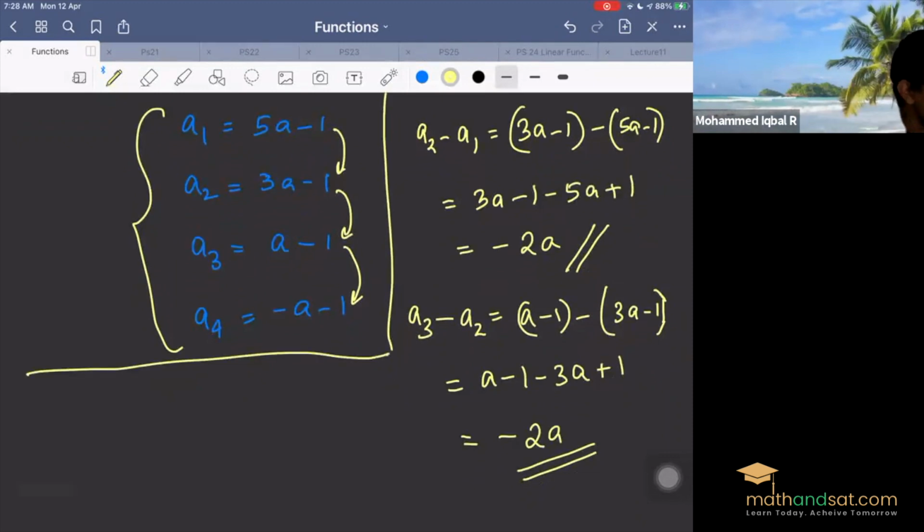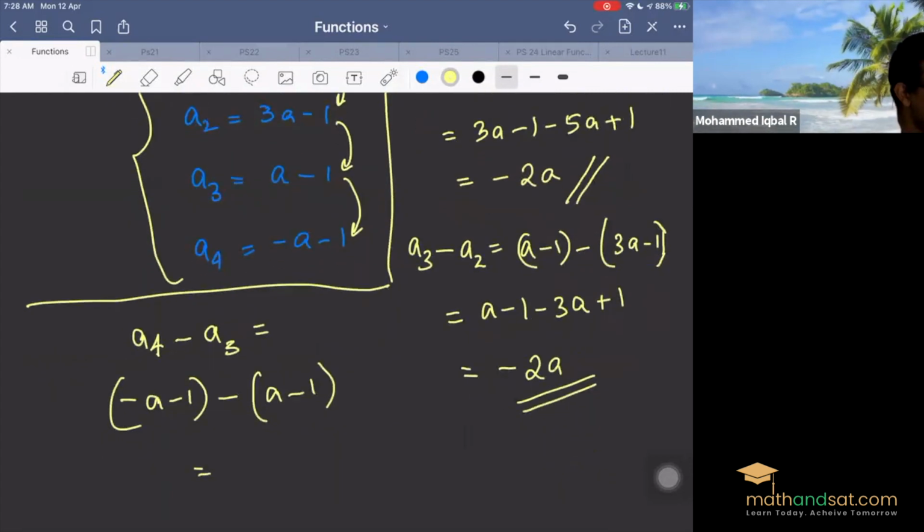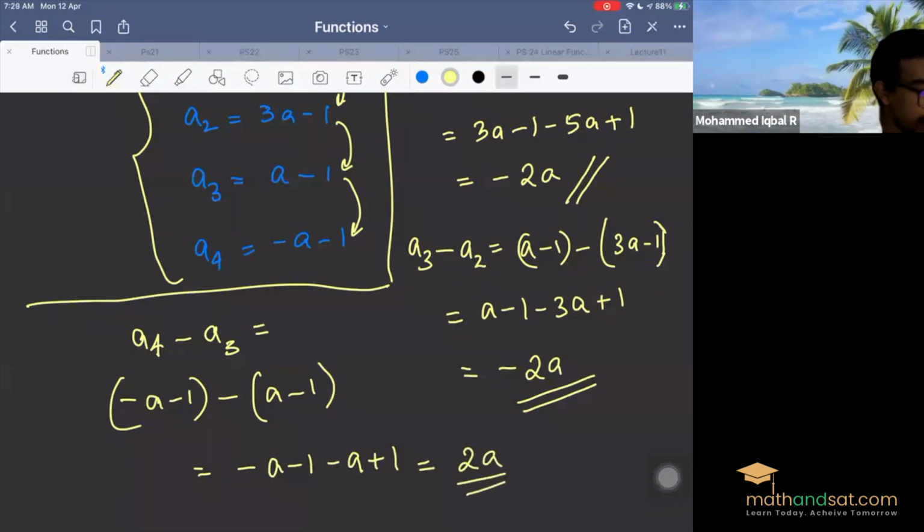Now going from a3 to a4, let's see the difference. a4 minus a3 is minus a minus 1 minus (a minus 1). So this is minus 2a again. Why? Because this is minus a minus 1 minus a plus 1. The 1 and 1 get cancelled. You are left with minus 2a.